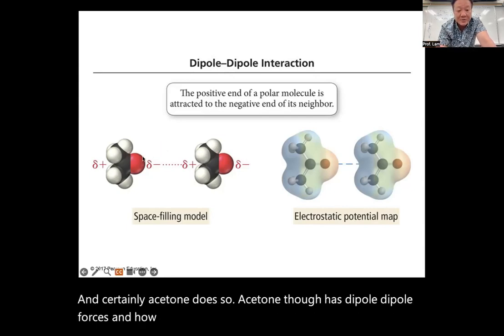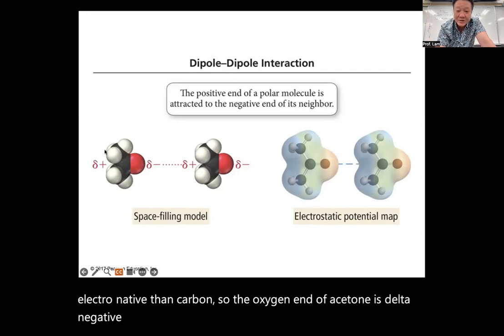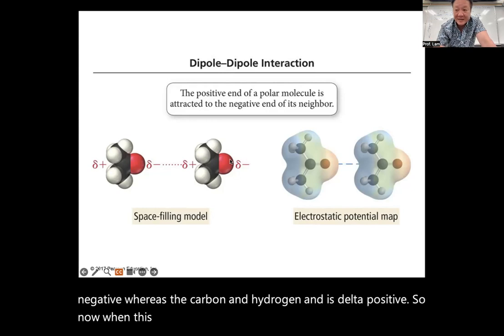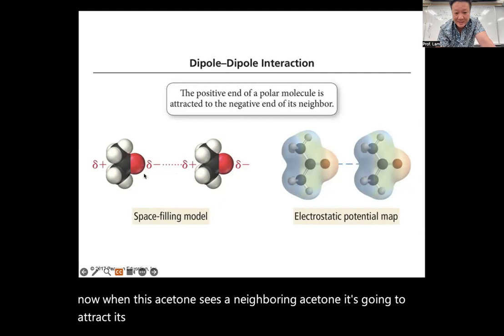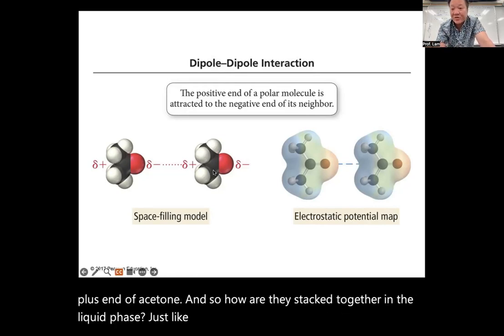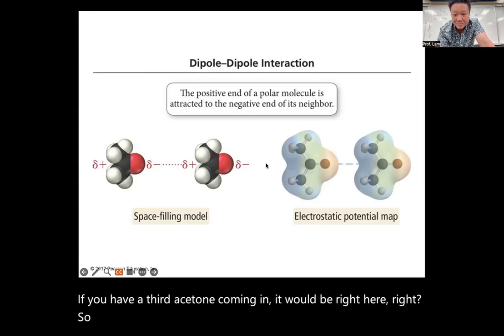And how does that work? Well, remember, oxygen is more electronegative than carbon. So the oxygen end of acetone is delta negative, whereas the carbon and hydrogen end is delta positive. Okay. So now when this acetone sees a neighboring acetone, it's going to attract its neighbor in this way. The delta minus will attract the delta plus end of the other acetone. And so how are they stacked together in the liquid phase? Just like this. Now, if you have a third acetone coming in, it would be right here, right? So this delta minus will attract the delta plus of the other acetone.